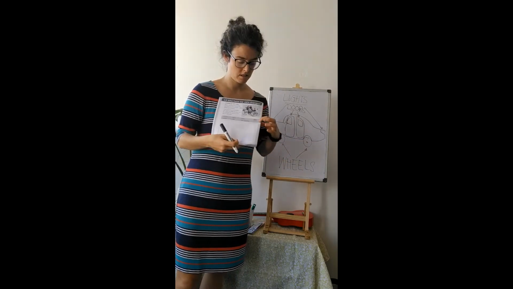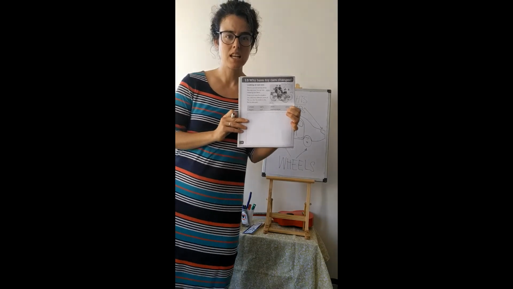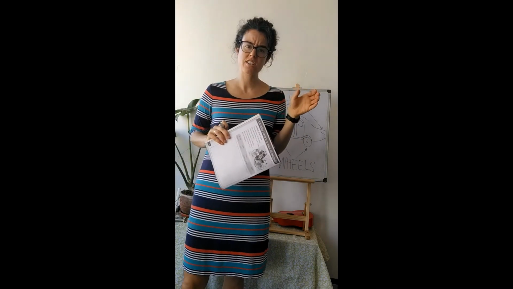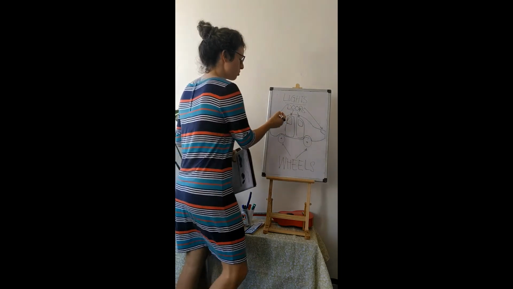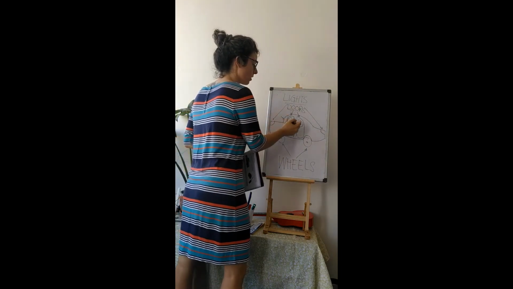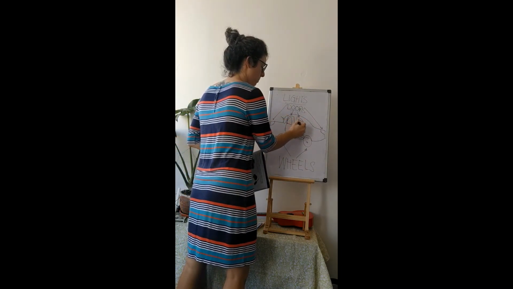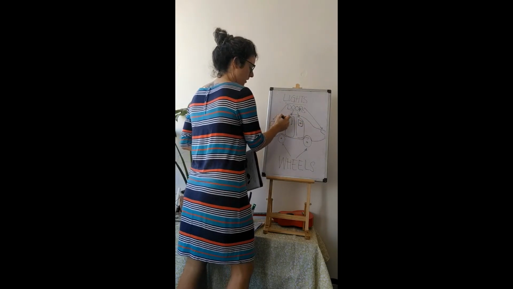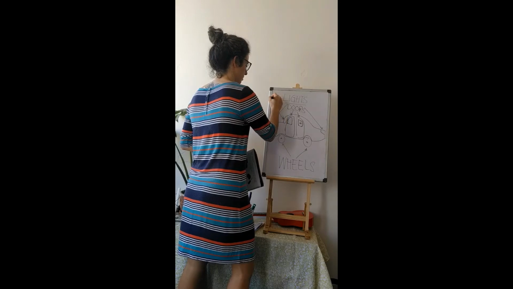Next we have the glass. Glass? Like a glass of water? Kind of. The material glass is used to make the windows of the car. So this part is glass, this part is glass, this is glass, okay? So the glass.